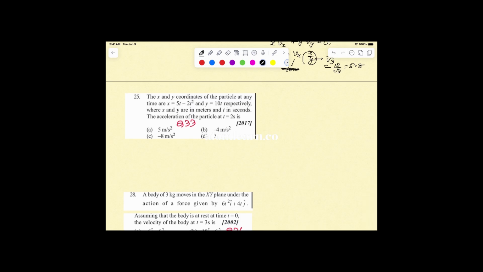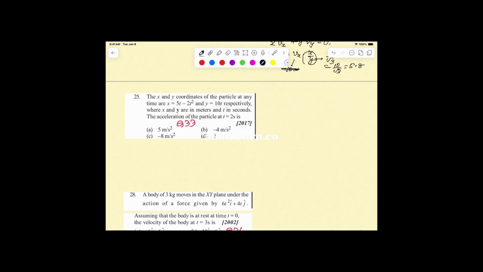The x and y coordinates of the particle at any time are x equal to 5t minus 2t squared and y equal to 10t. Now you can make out from here that the x direction has a constant acceleration. Why? Because it is in the form of displacement equal to ut plus half at squared. Similarly, the y direction has a constant velocity, you can easily make out. Why? Because it is in the form of vt.